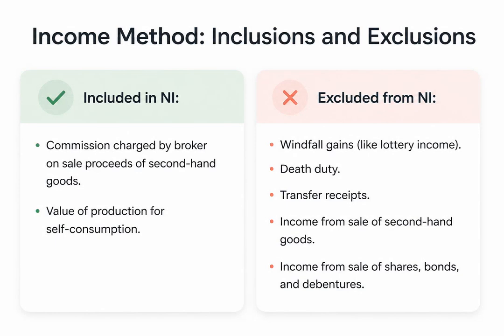When using the income method, we include commissions earned by brokers on secondhand goods because the broker is providing a fresh service, even if the good itself is old. We also include the value of production kept for self-consumption. However, we strictly exclude windfall gains, like winning the lottery, as no productive service was rendered. We also exclude death duties, transfer receipts, the actual income from selling secondhand goods, and income from selling financial assets like shares and bonds, because these are merely transfers of existing ownership, not new income generation.